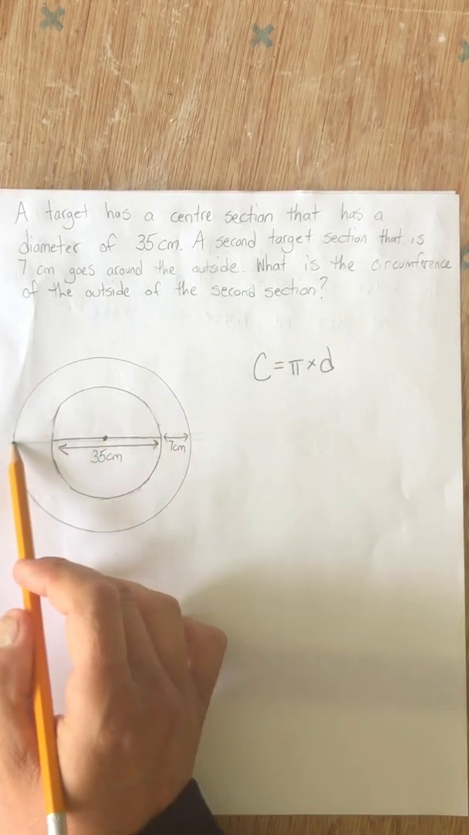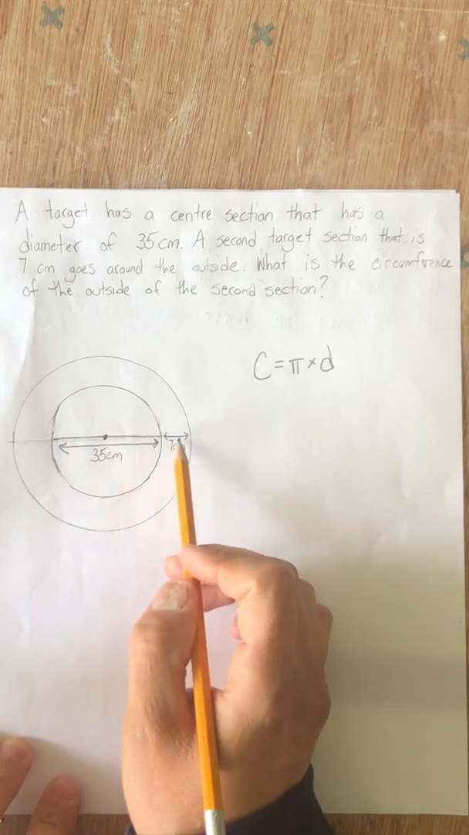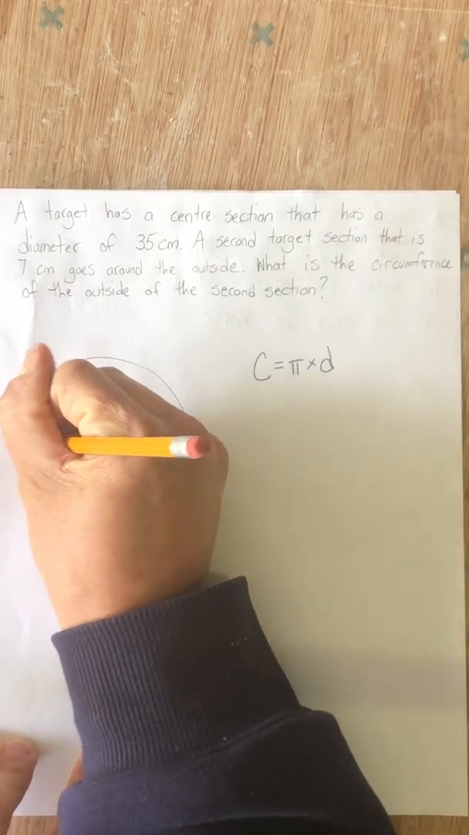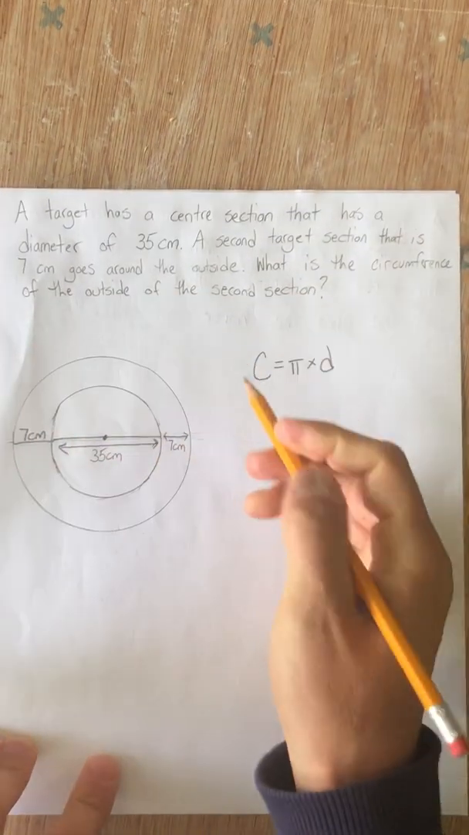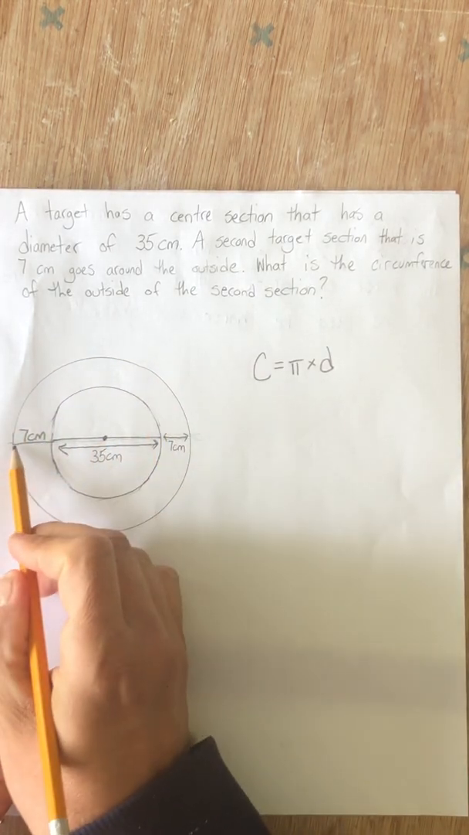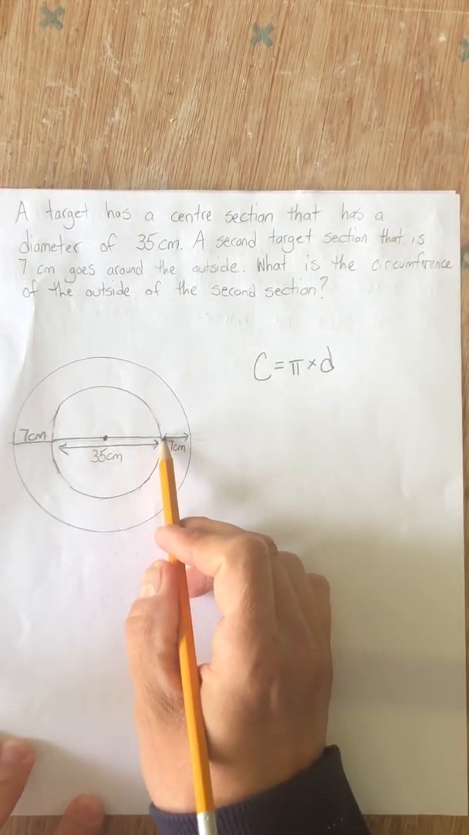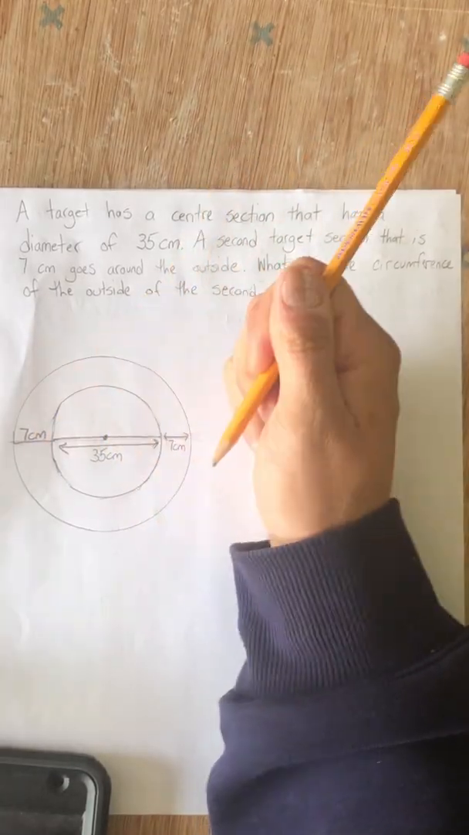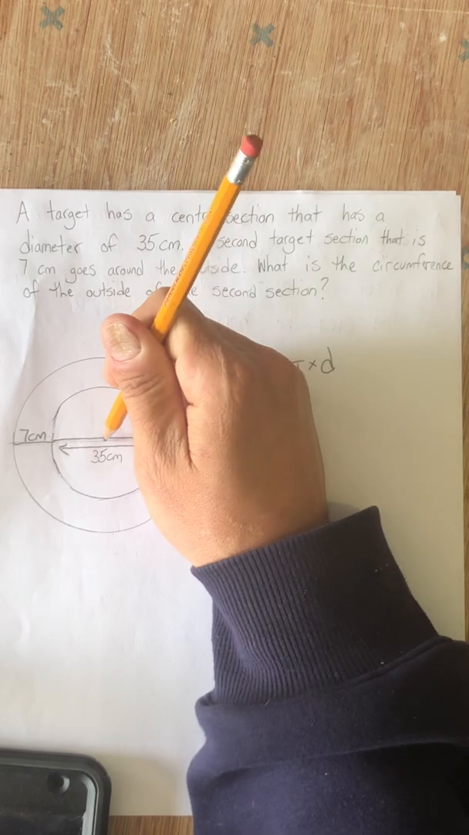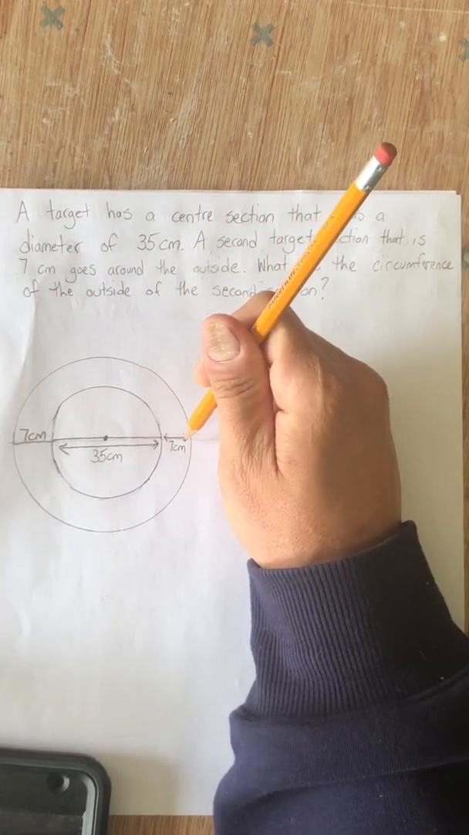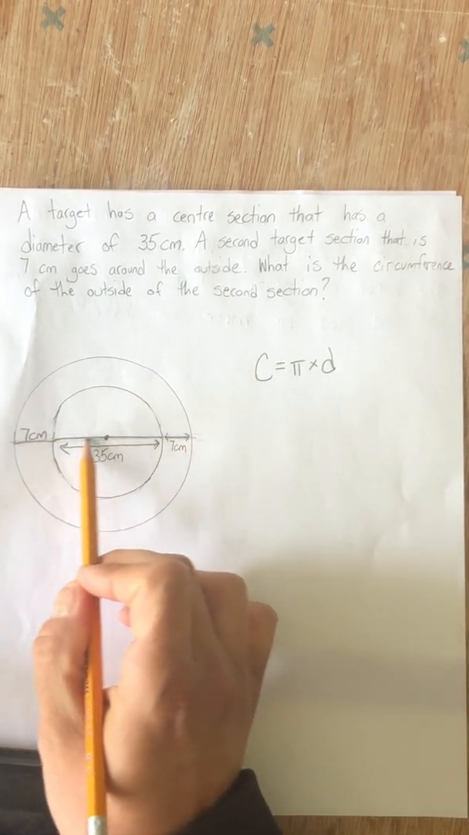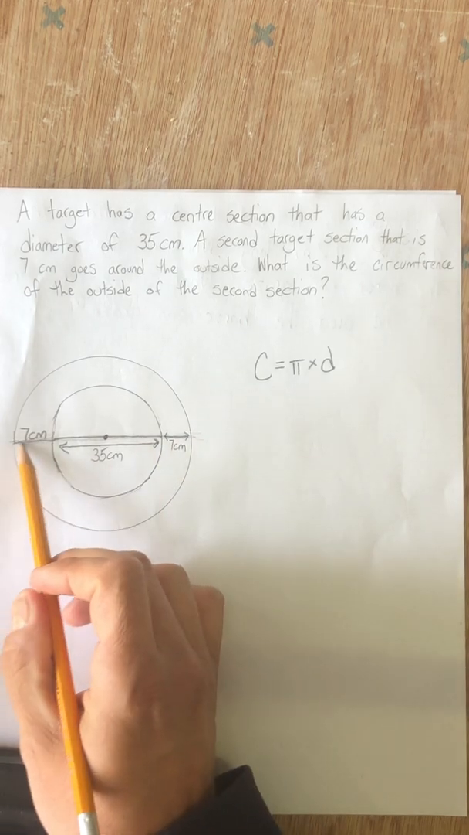All right, so what that is, well, it's 35 centimeters here, and then 7 centimeters here, but notice it's also 7 centimeters over here. Okay, so to find the diameter of this outer section, I need to go all the way across, which means I need to add 7 centimeters on this side and 7 centimeters on that side. So 7 centimeters plus 35 centimeters, that's 42. And then 42 centimeters plus the other 7 centimeters over here, that's going to be 49 centimeters. So the diameter going all the way across here, again, make sure you add it on both sides, is 49 centimeters.